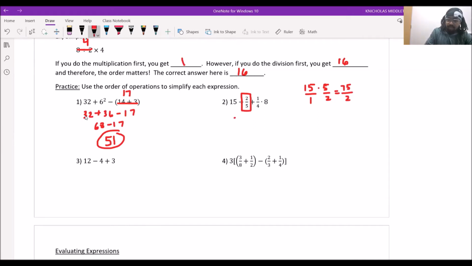Okay. 75/2 here. We have an addition sign. We don't want to do that right away because we have a multiplication sign. We have to do multiplication before we do addition. So 1/4 times 8. Do that over here. 1/4 times 8.